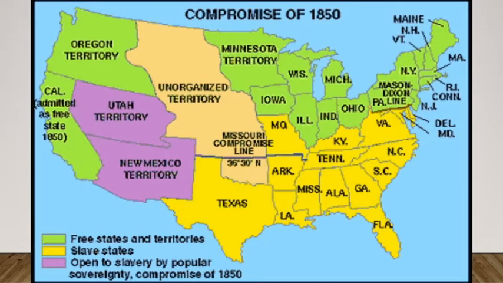Here's a map that's useful to look at. Remember, California is in as a free state. Utah territory and New Mexico territory, they're going to get to vote this idea of popular sovereignty on whether or not to allow slavery.